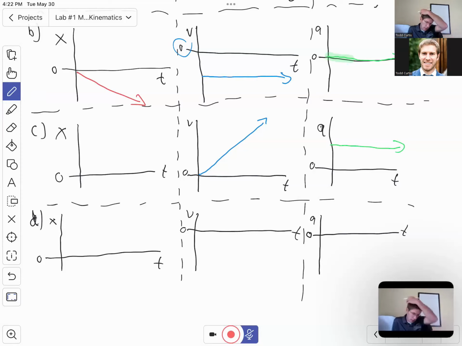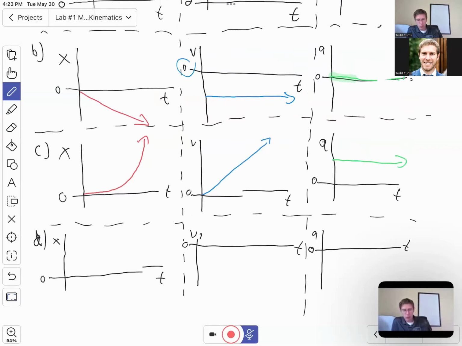And what that means then is that the slope of our position graph is going to be constantly increasing. Since we're going faster and faster, this is where we're going to have like a parabolic curve, something that looks like this, because we're gaining speed and therefore covering more distance per unit time with each second that goes by. So that's what your part C should look like.